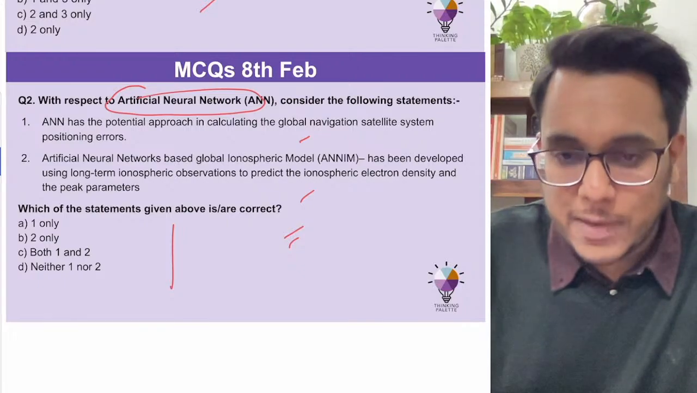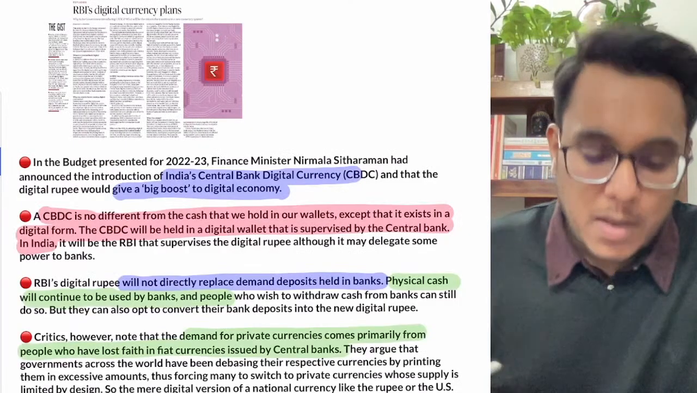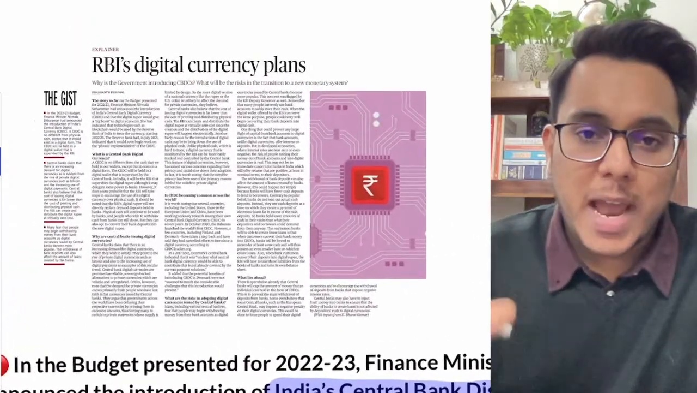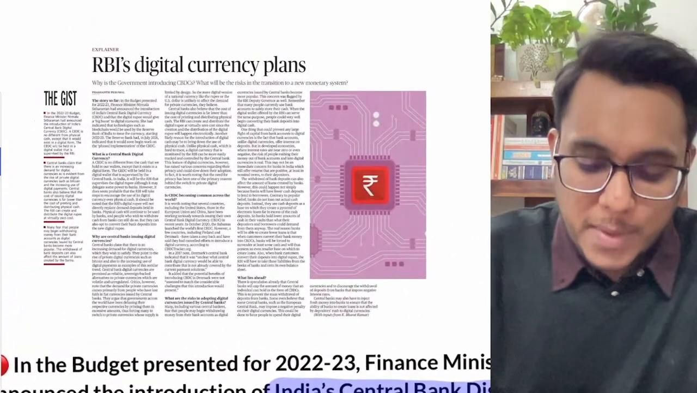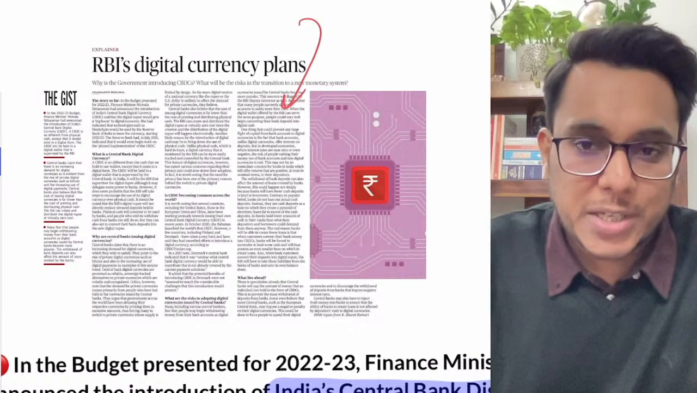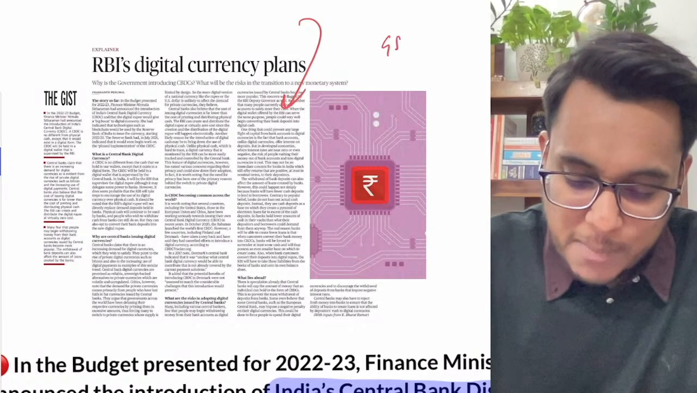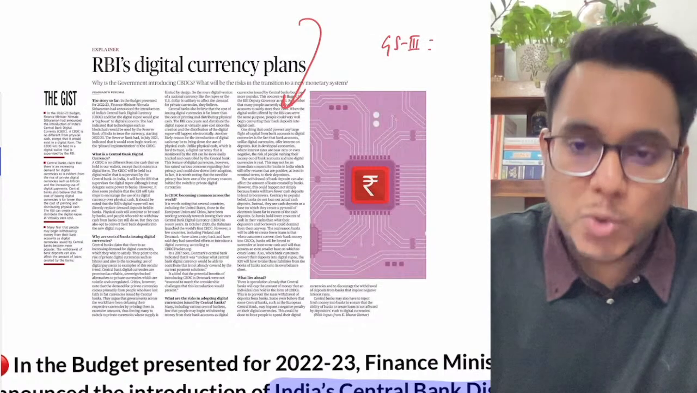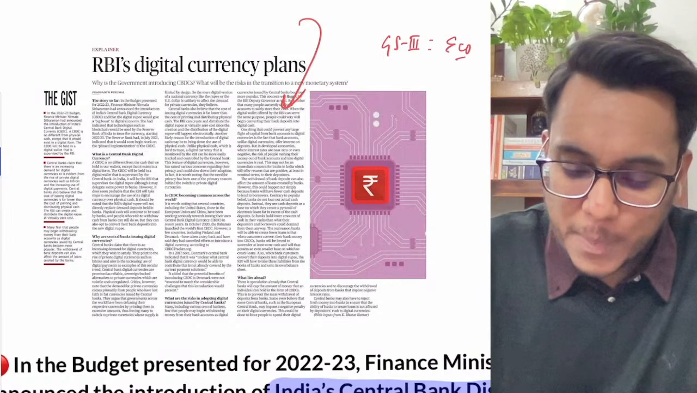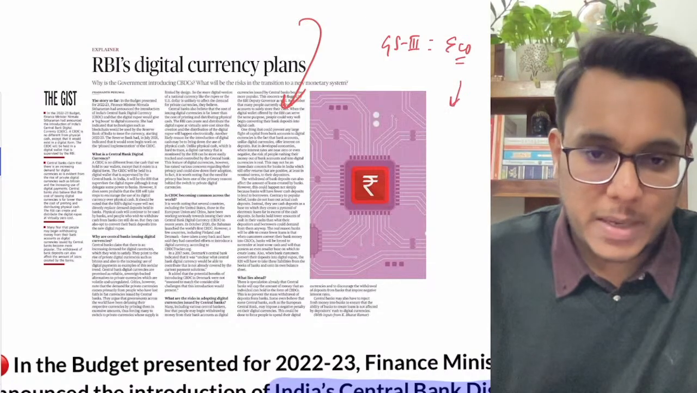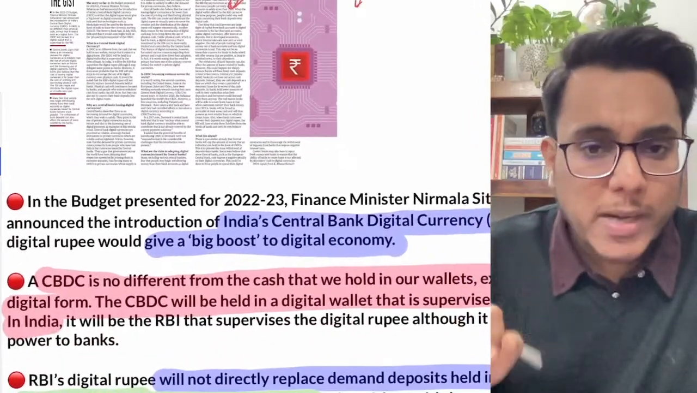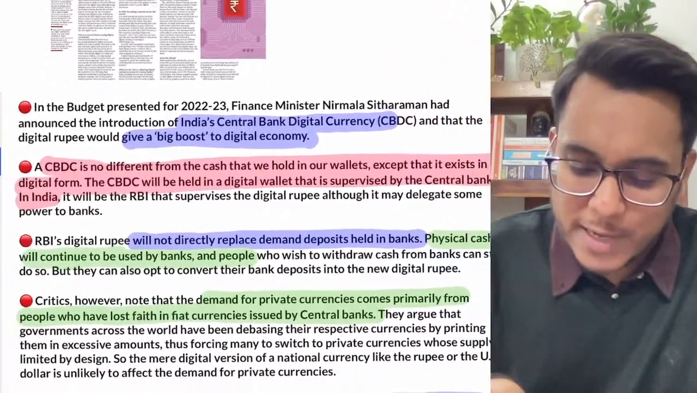Now moving to the first article. The first article we have taken from The Hindu newspaper. It is talking about the RBI's digital currency plans. This article will be important in GS paper number 3, issues related to the Indian economy. Very important article from 2021. This thing has been actually very important.